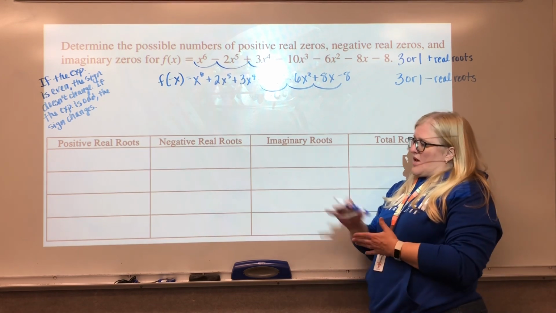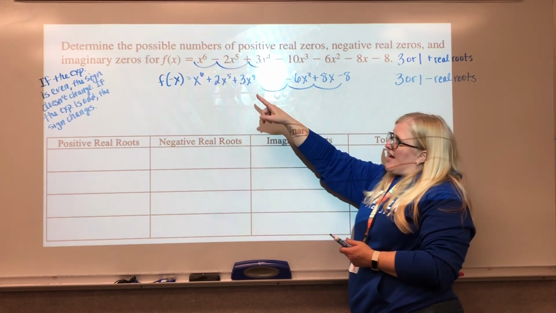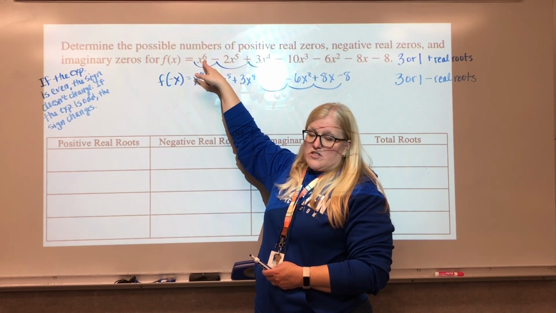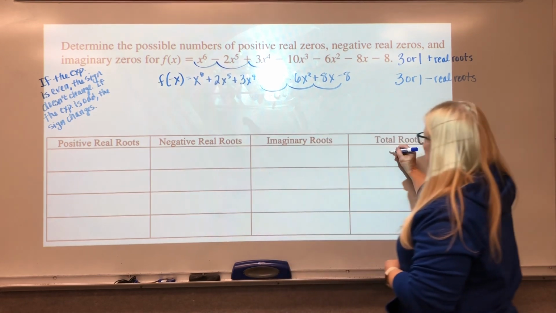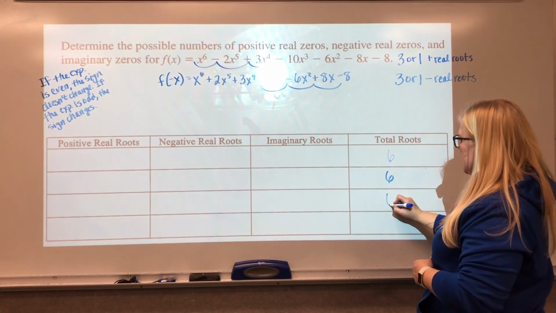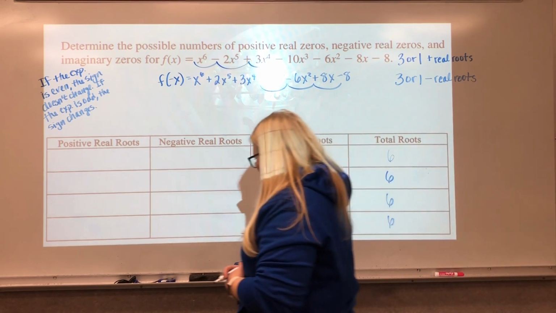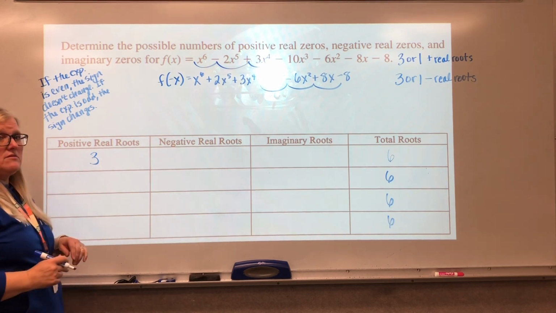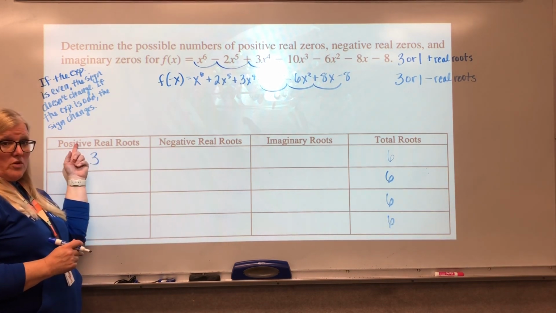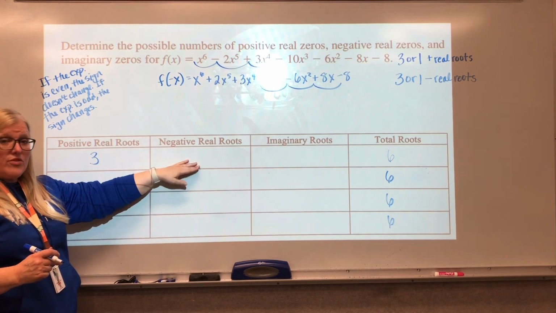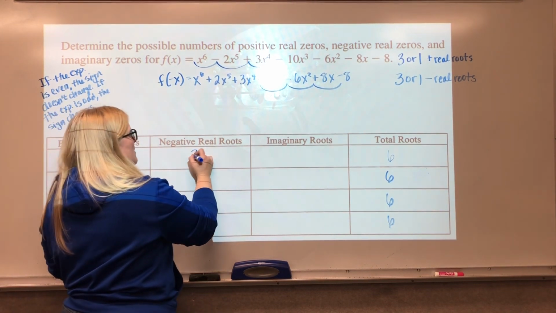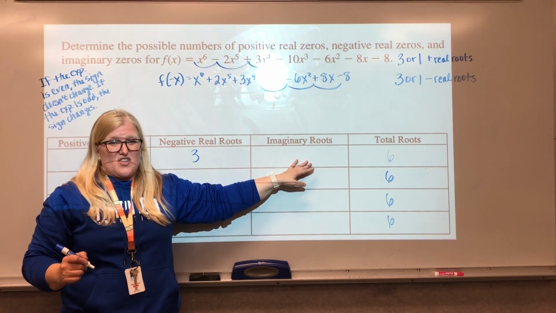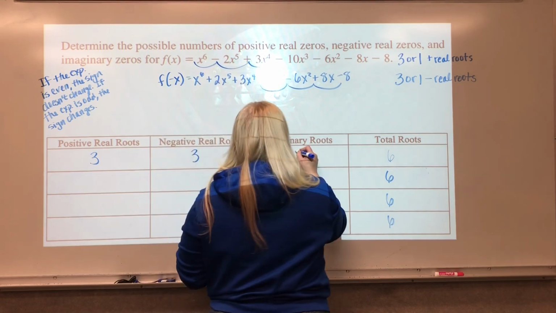Okay, so now we're going to come down here. We look at the degree of the polynomial, and there's a total of 6. So I'm just going to fill this in: 6, 6, 6, 6. If I have a possibility of 3 real roots, I could have 3 positive real roots. I could also have 3 negative real roots. Well, that would give me 3 and 3, that's 6, which would give me no imaginary roots, right? Because they've got to add up to 6.